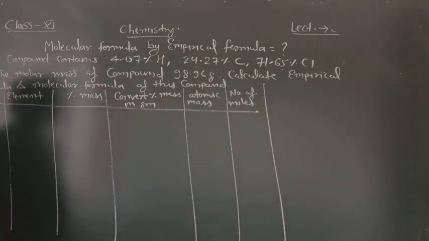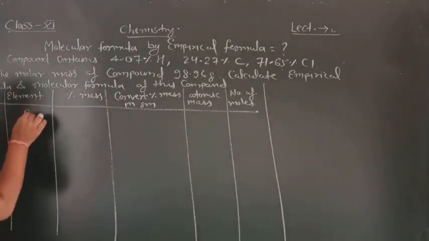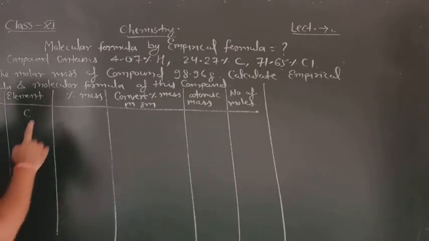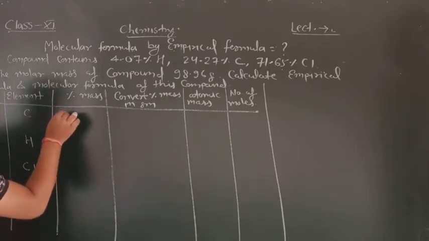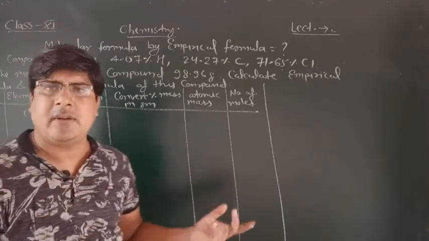Here in this compound there are three elements: carbon, hydrogen and chlorine. The percentage mass of carbon is 24.27. Carbon is the central atom, so first we will write about the carbon.